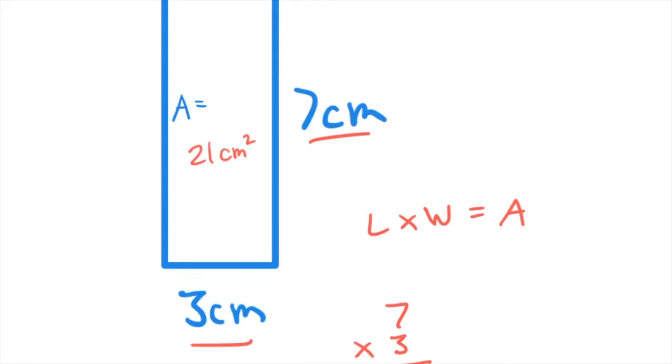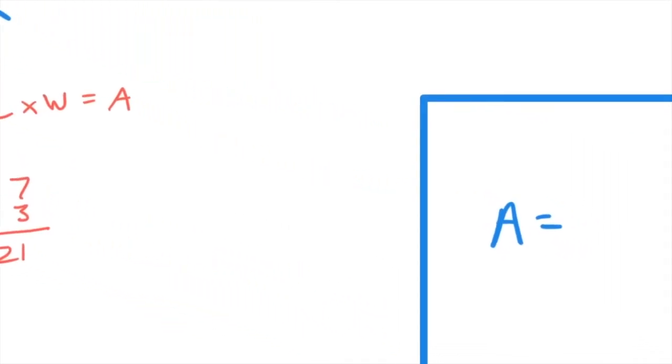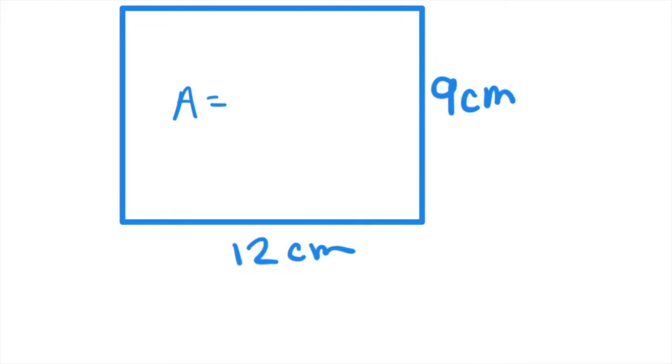That's what that 2 means. It means we're measuring in 2 dimensions. So, square centimeters. Let's look at another one here. Here we have a second rectangle. Its length is 12 centimeters, its width is 9. And again, our formula is length times width. So, let's do the math.